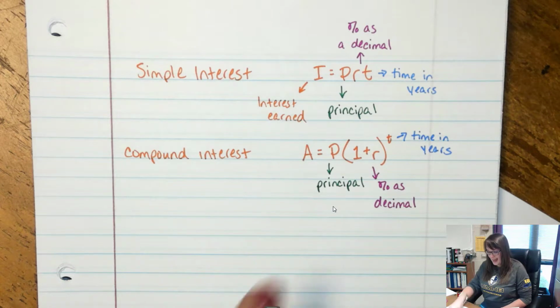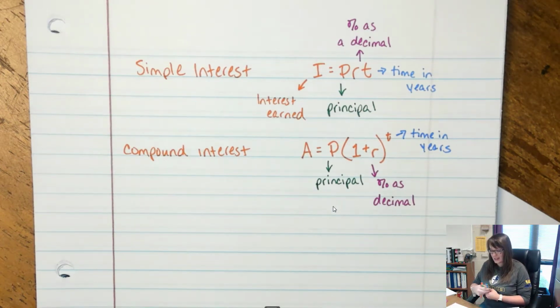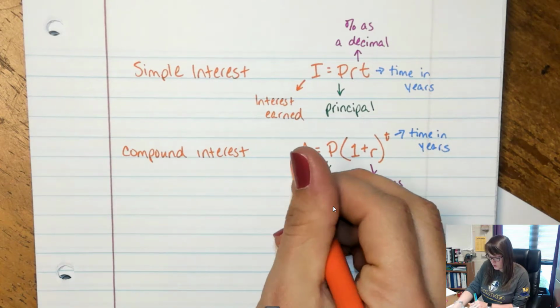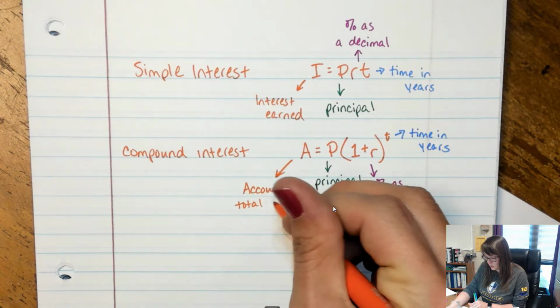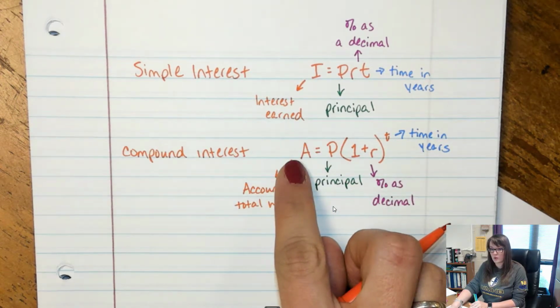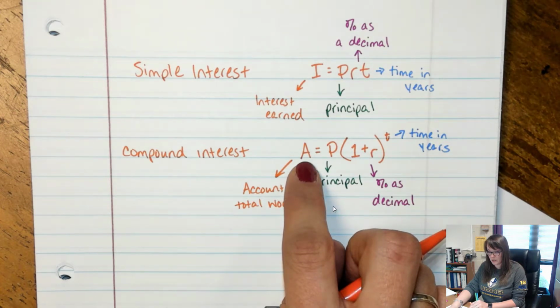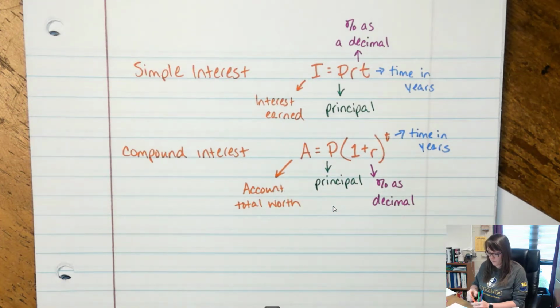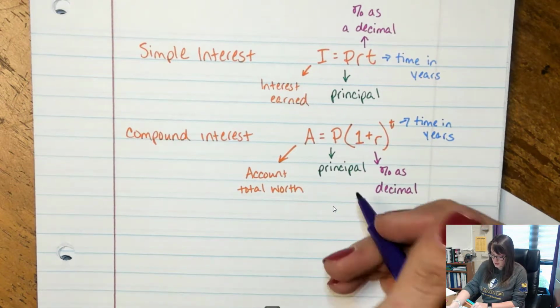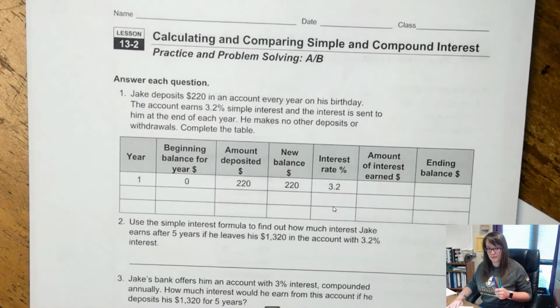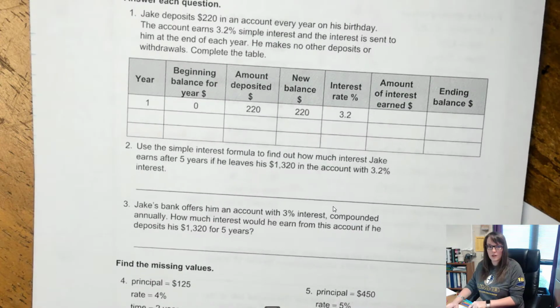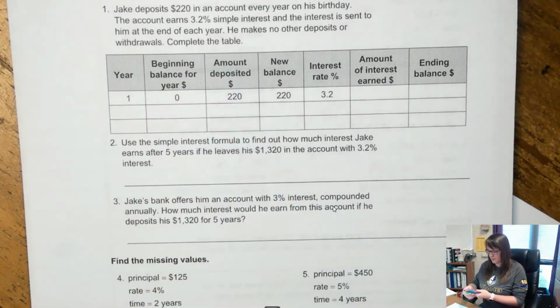Okay, but A here, this is total. This is what the account total worth. So this includes interest and the principal from the beginning. So keep that in mind. So if you had, let's just go to your worksheet. You should have this. All right. We'll start at the top.